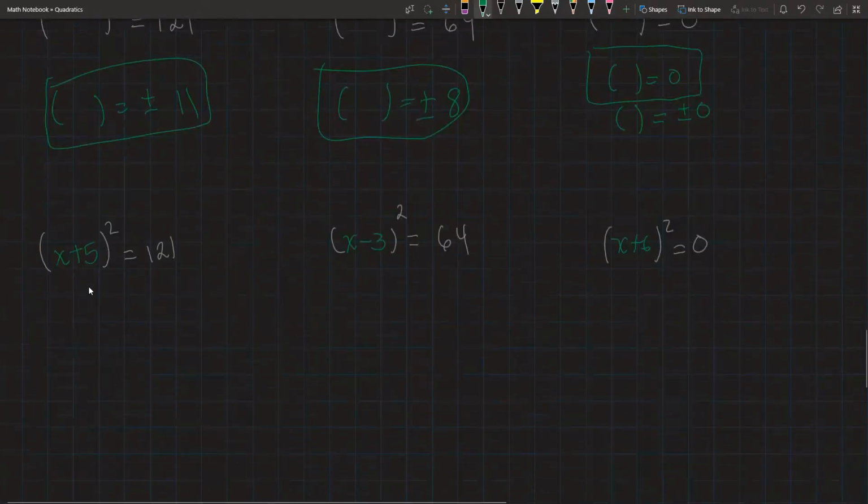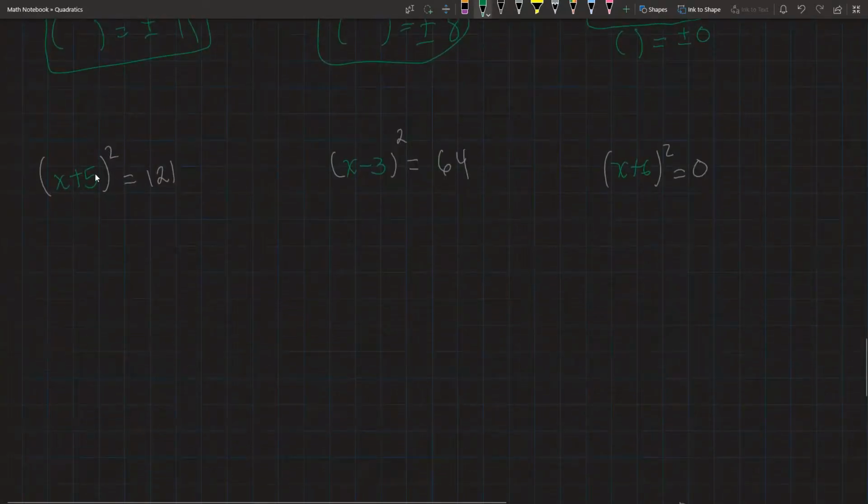However, I don't want you to think and read this question as x plus 5 quantity square equals 121, or x plus 5 squared. We will still focus on something squared equals 121. The next one we will still think about as something squared equals 64. And the last one, something squared equals 0. That's what we should train our eyes to look at first. Not the x plus 5, not the x minus 3, but the something squared. That's what we've been emphasizing for so long. And I want you to think the same.